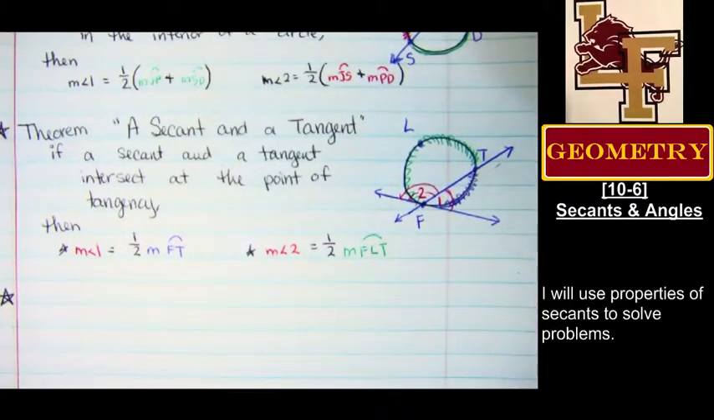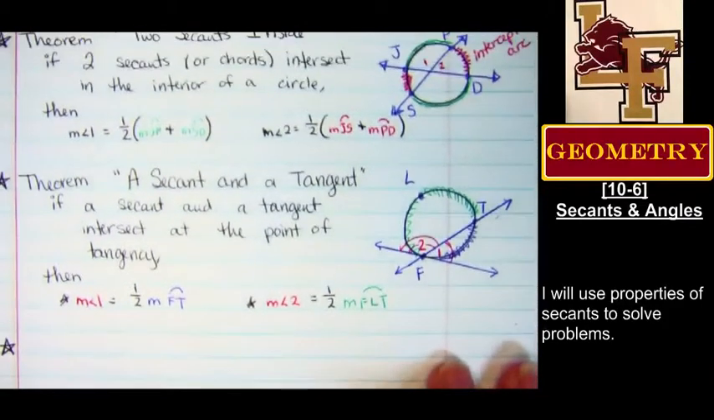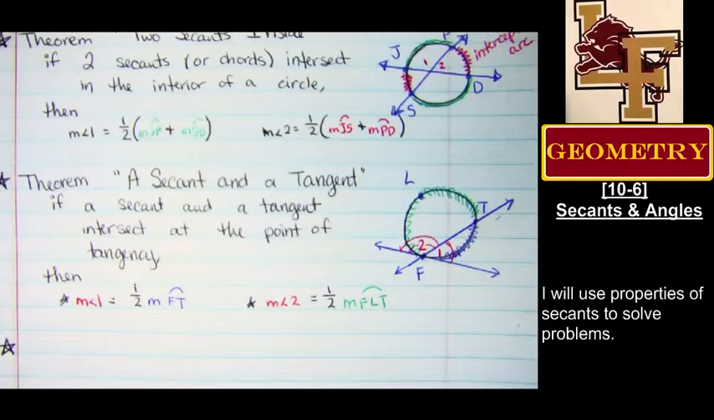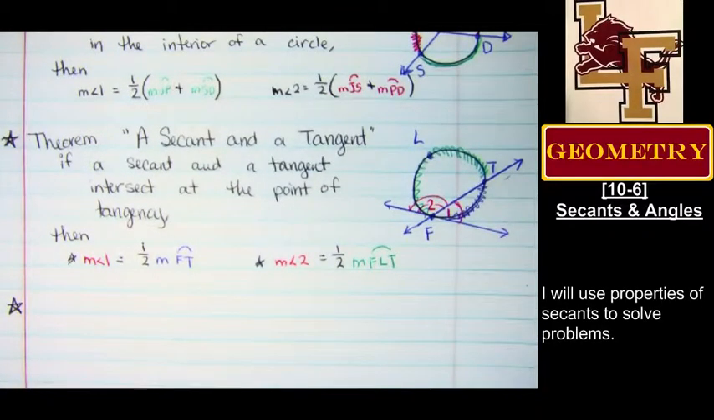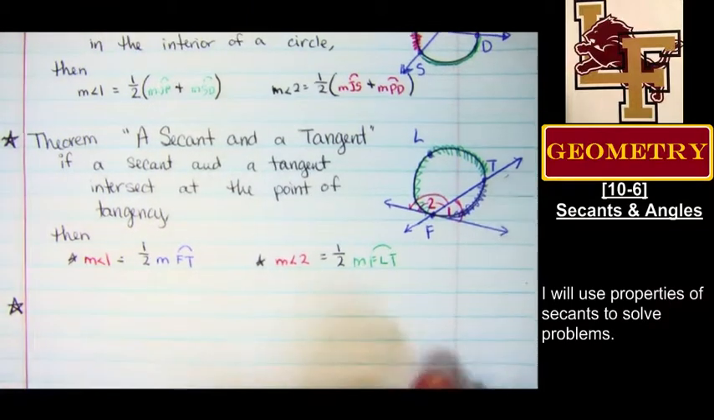We're all right so far? Okay, so 2 secants, where they intersect inside, we add stuff. A secant and a tangent, they intersect on the circle. There's no addition, it's just a single arc.